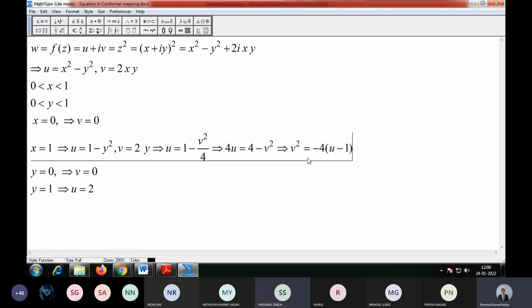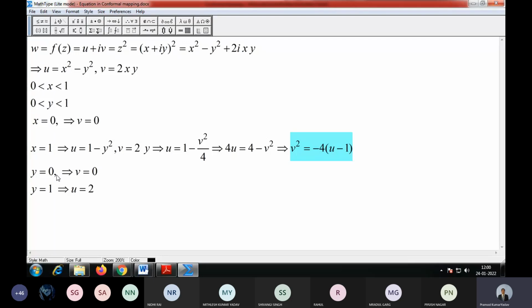So you all know the shape of this one. It means x equal to 1 is going to transform like this. Just like y square equal to 4ax, the mouth is going to open in the positive direction of the x-axis. But if y square equal to minus 4ax, then it opens in the negative direction of the x-axis. And u equal to 1 is the vertex.